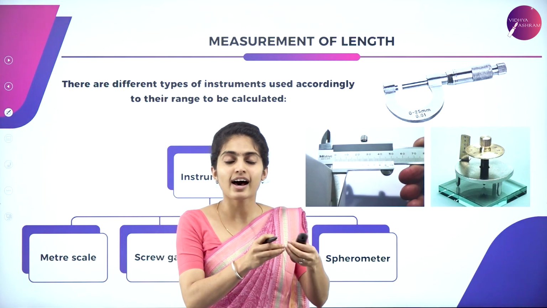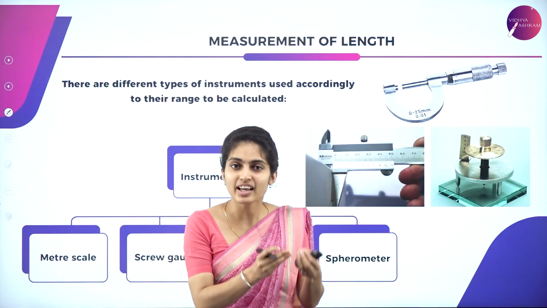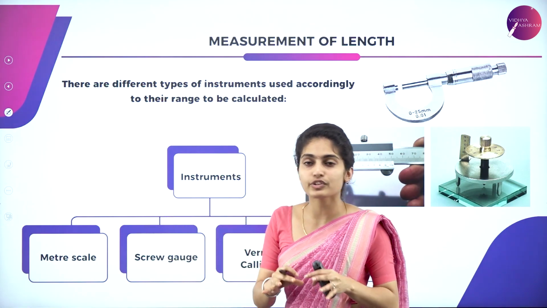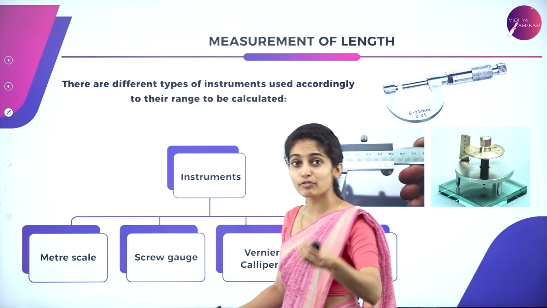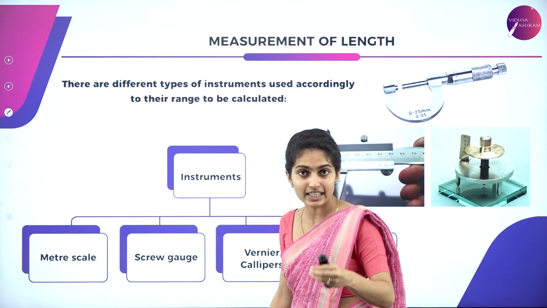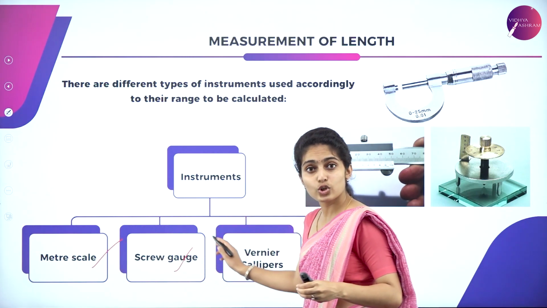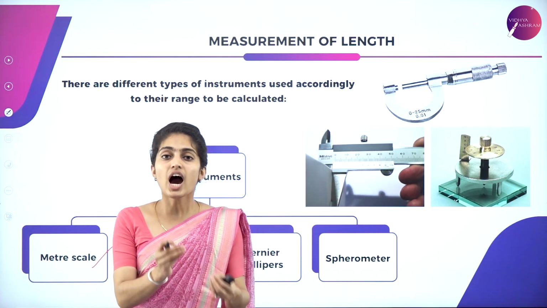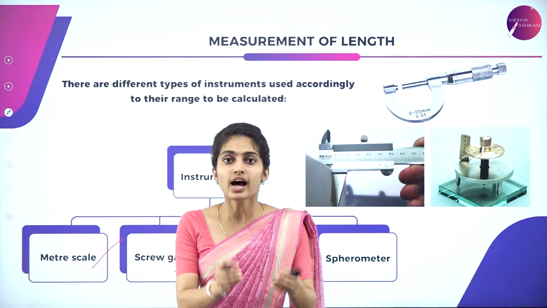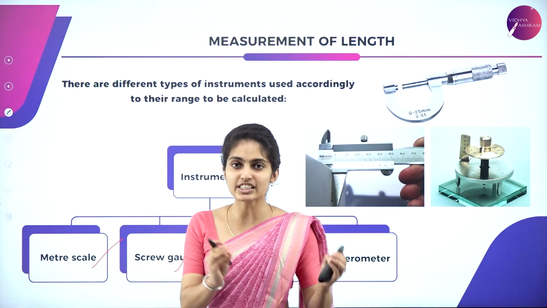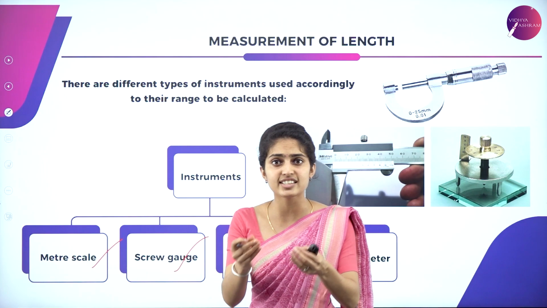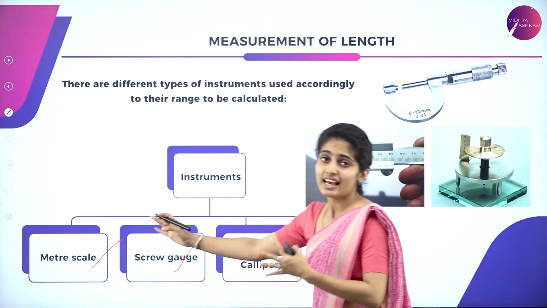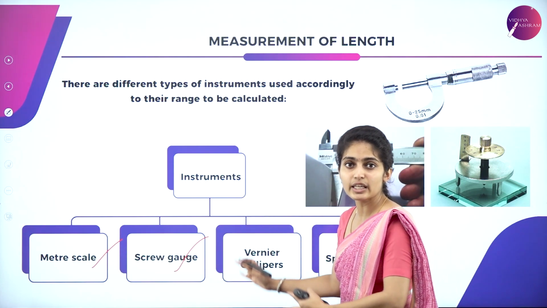Certain measurements have got certain ranges, because of which there are different kinds of instruments. A few instruments which we are studying are the meter scale, screw gauge, vernier calipers, and spirometer. They are used to measure up to certain ranges. Each of them has certain ranges. The small ranges can be measured in terms of meter scale, screw gauge, vernier calipers, as well as spirometer.